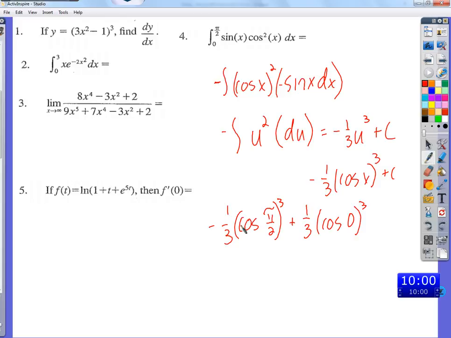It is time. The time has come for you to know your basic trig facts. Okay? The cosine of pi over 2 is 0. So 0 to the third is 0, times negative 1/3 is 0, so this is 0. Plus 1/3. What's the cosine of 0? 1. 1 cubed is 1, times 1/3 is 1/3. So 1/3.